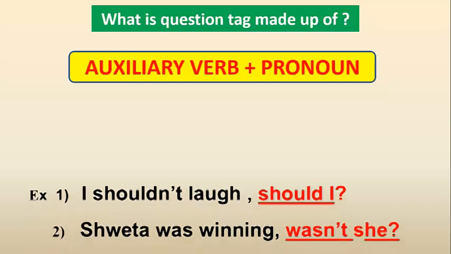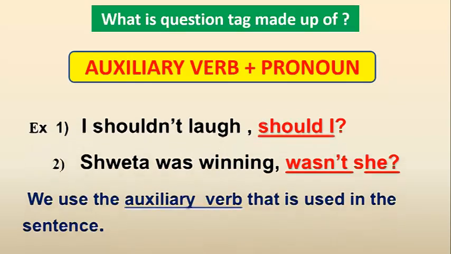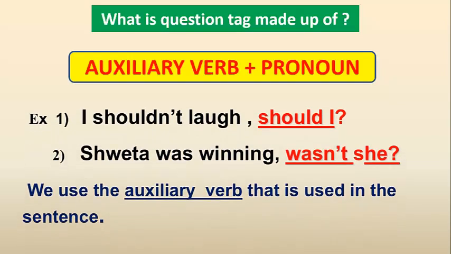For example, I shouldn't laugh. So here should is an auxiliary verb. Since it is should not, it is negative, so we remove the negative not. We write should and the pronoun I. Shweta was winning. Again the helping verb is was. But as Shweta is a girl, we use the pronoun she. So we use the auxiliary verb that is used in the sentence.